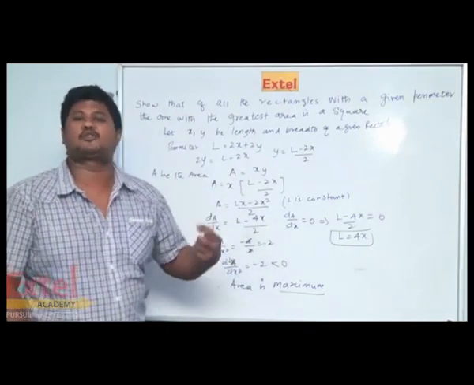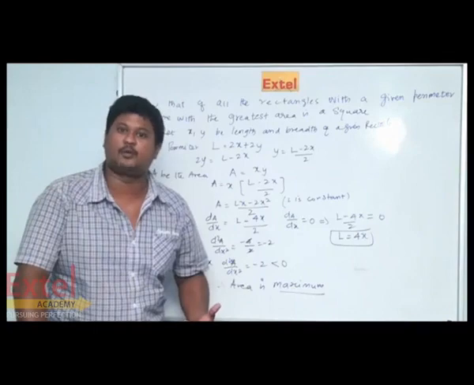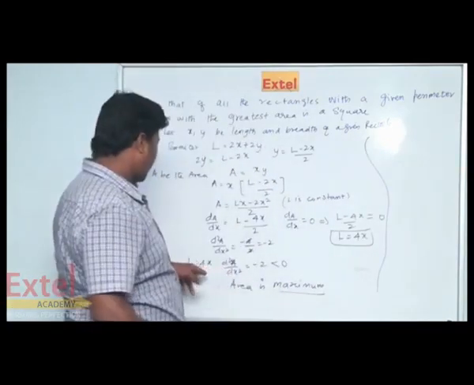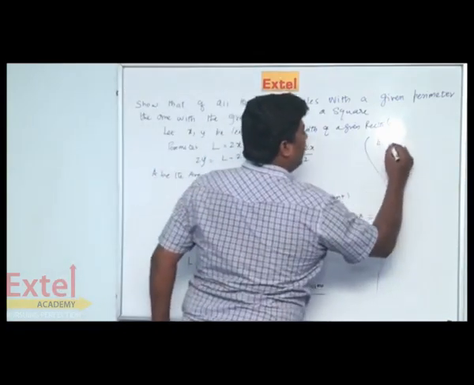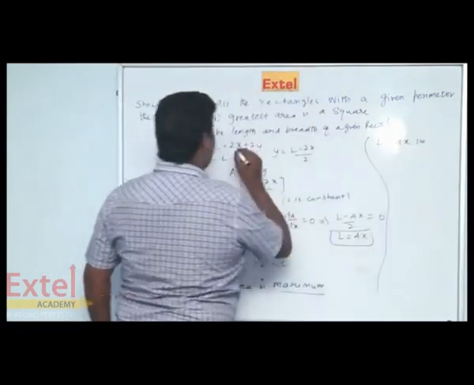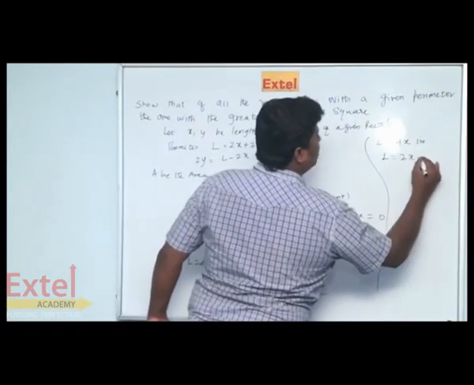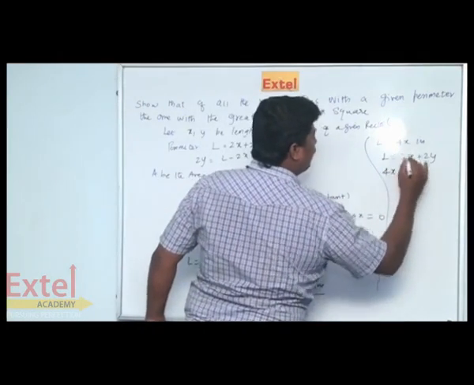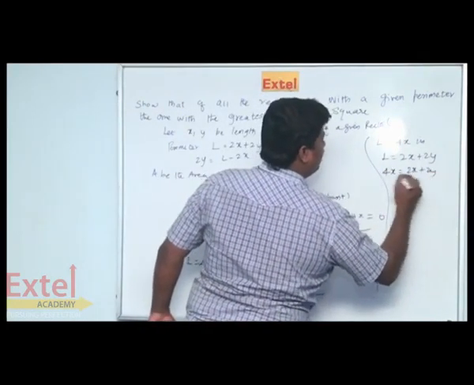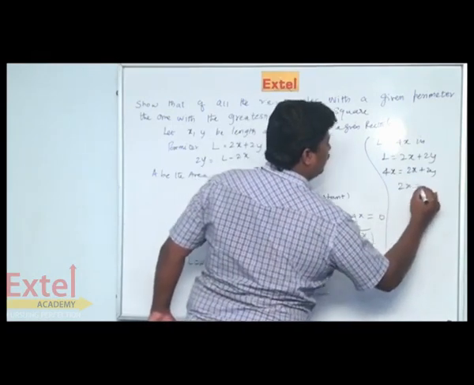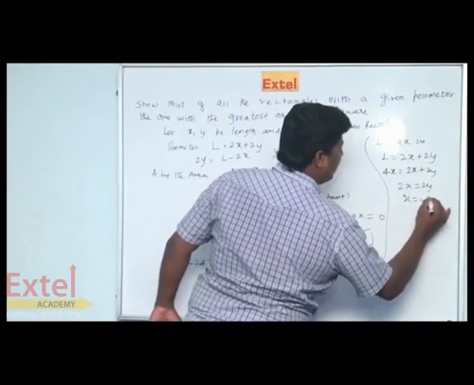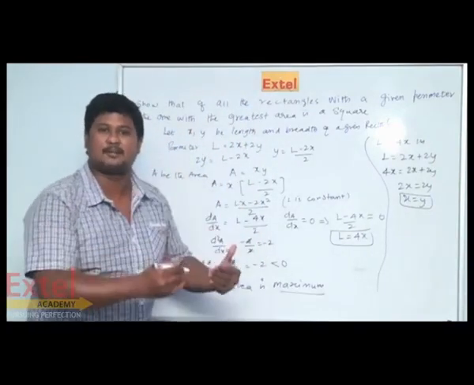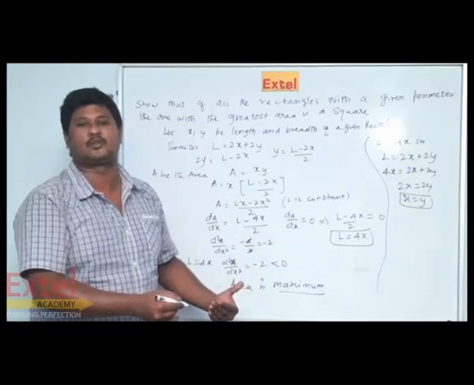What is the meaning of square? The length and breadth are the same. I am going to prove that x and y are equal. We know L is equal to 4x. Substitute L equals 4x in the first equation, L is equal to 2x plus 2y. Then 4x is equal to 2x plus 2y, so 4x minus 2x, that is 2x, is equal to 2y, or x equals y. As I told you, if x is equal to y, then length and breadth are the same, so it is a square.